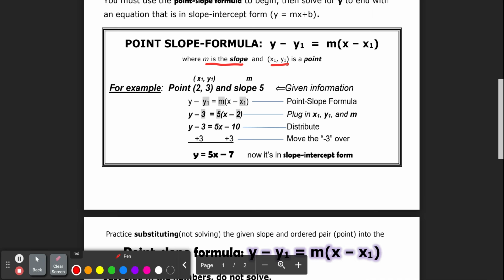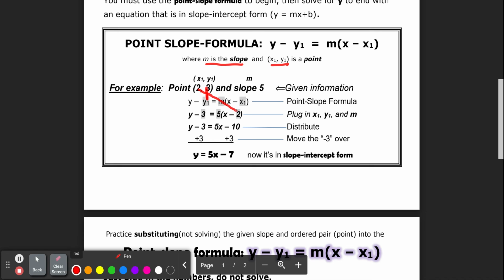So on this example, you have a point 2, 3 and the slope of 5. So I've highlighted where you need to insert. So y1 would be your 3. That's going to go right here. So that's where I put that 3 is equal to m, parentheses x minus, that goes right there.